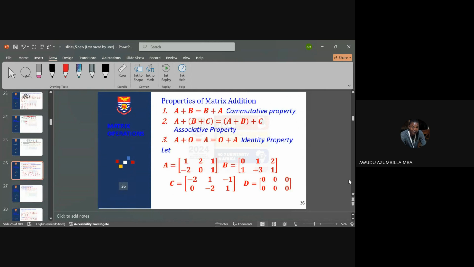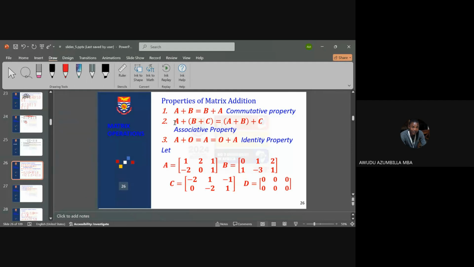Now let's look at some properties of matrix addition. We have the commutative property, we have the associative property, and we have the identity property. Starting with the commutative property of addition: if you have matrix A plus B, it must be equal to the reverse, that is B plus A. So if you add matrix A to B, it must give you the same thing as adding B to A. That is what commutative means.